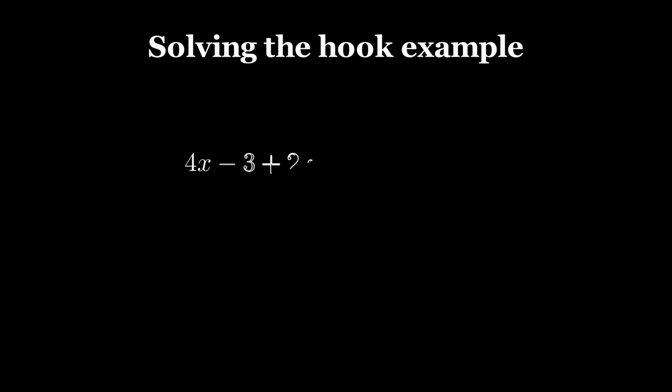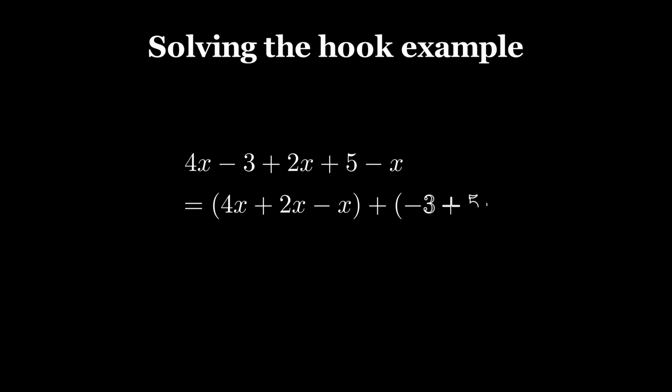Now let's solve the hook example from the beginning. 4x minus 3 plus 2x plus 5 minus x. First group the x terms. 4x plus 2x minus x. Then group the numbers. Minus 3 plus 5. 4 plus 2 minus 1 is 5, so we get 5x. Minus 3 plus 5 is 2. So the simplified expression is 5x plus 2.